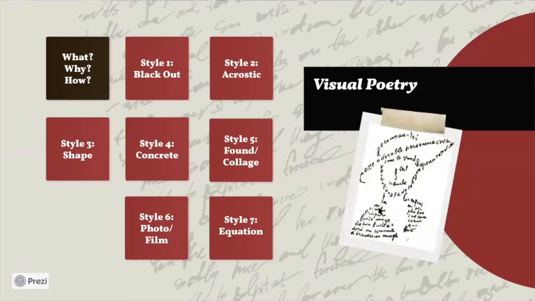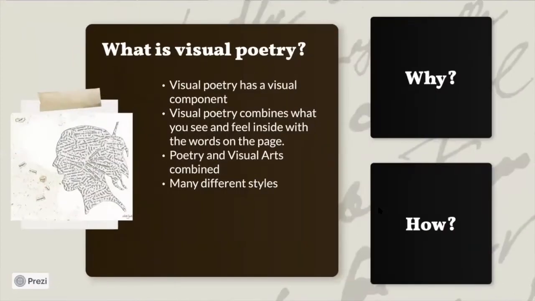We're going to talk about visual poetry, which is one of my favorites. Visual poetry is not just about the words, but it's also about what you see. It definitely has a visual component, which seems kind of obvious. It combines what you see and feel inside with the words on the page. Basically, if poetry and visual arts had a baby, it would be visual poetry.